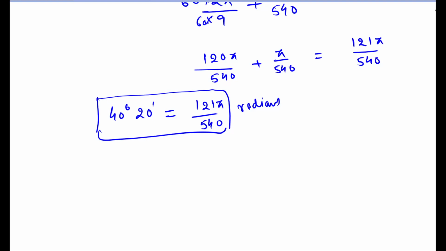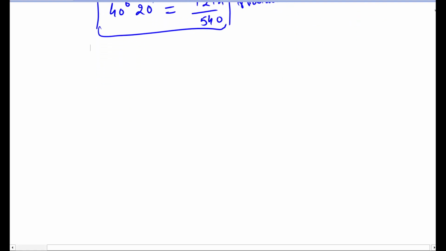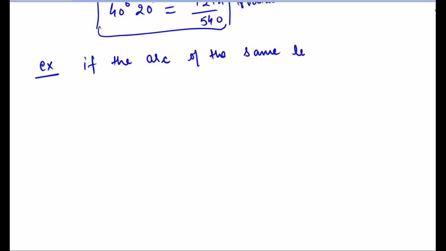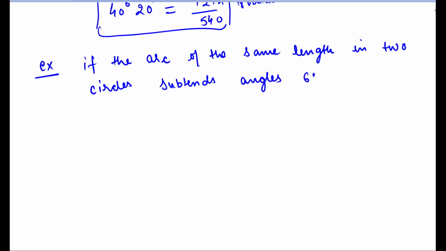Next we have another example. If the arc of the same length in two circles subtends angles 65 degree and 110 degree at the center, then find the ratio of their radii.